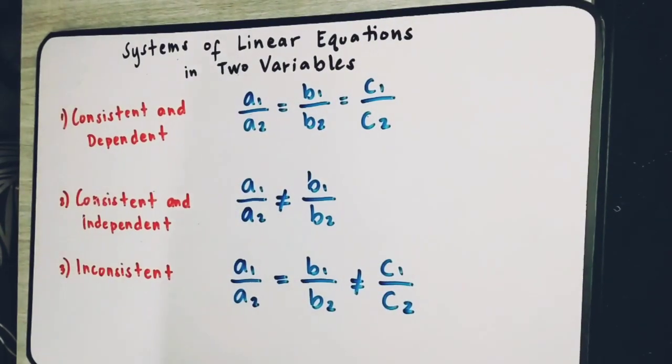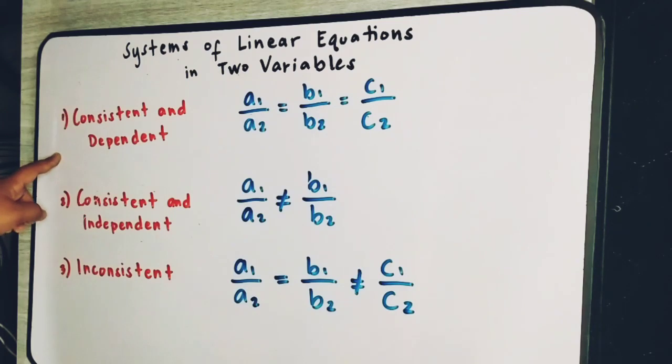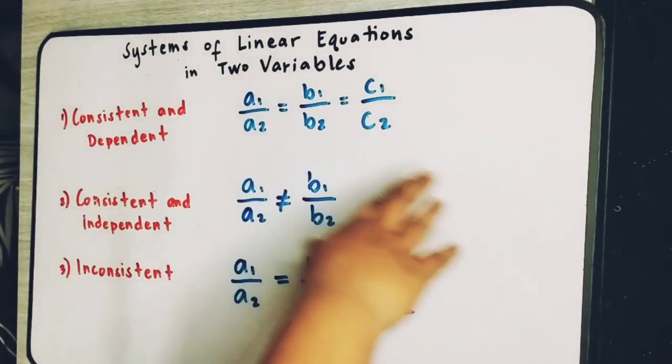And now we're going to identify the classification of system of the given equation without graphing. And for us to be able to do that, ang gagawin lang natin is we simply identify the ratios of the numerical coefficient of the given equations. Okay. So, kapag consistent and dependent, ang ratio ng mga numerical coefficient ng given are all equal.